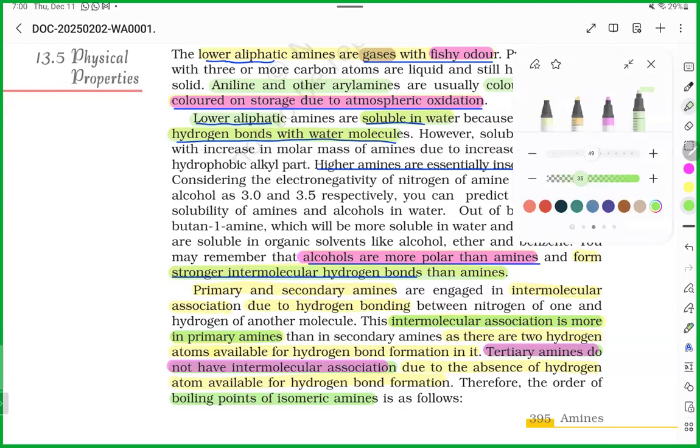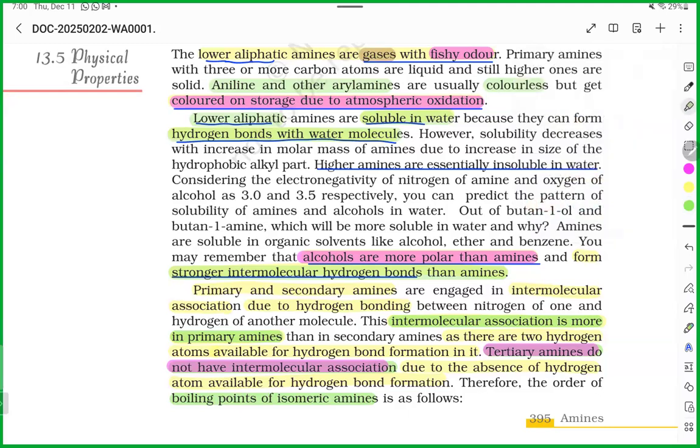Sir, electronegativity of nitrogen is less. Exactly, electronegativity. In case of nitrogen it is 3, in oxygen it is 3.5, so oxygen is very strong. Fluorine is strongest. That's why maximum strong bonding will be present in HF, because of maximum electronegativity. Got it?